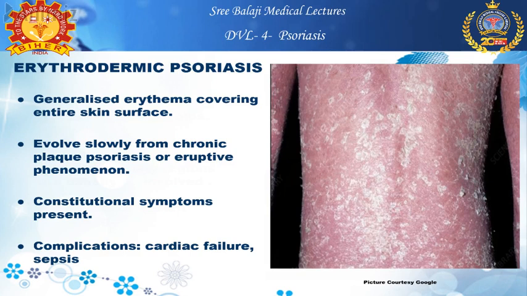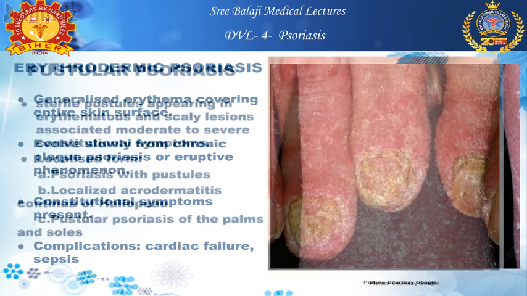Erythrodermic psoriasis. The term erythroderma means erythema of the body, that is redness of the body, involving 90% of the body surface area associated with scaling. Now, erythroderma is considered a dermatological emergency, and psoriasis is a common cause of erythroderma. So, chronic plaque psoriasis or pustular psoriasis, if left untreated, can slowly evolve into erythrodermic psoriasis, which can lead into certain complications like high output cardiac failure and sepsis.